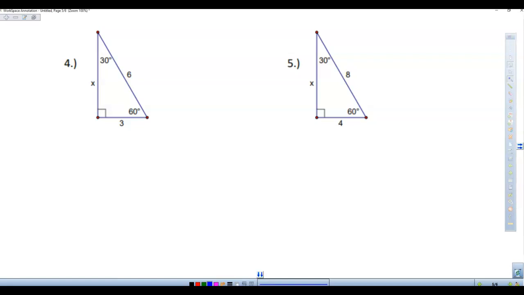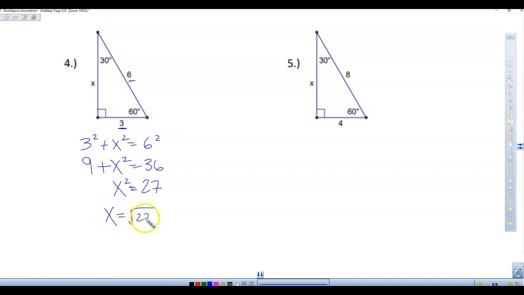All right, welcome back. In this case, I have a 30, 60, 90 triangle. I would say 3 squared plus x squared is equal to 6 squared, noticing that this short leg is half the hypotenuse. So I get 9 plus x squared is equal to 36. Subtract 9 from both sides, I apologize. x squared is equal to 27. And then when I square root both sides, x is equal to the square root of 27.